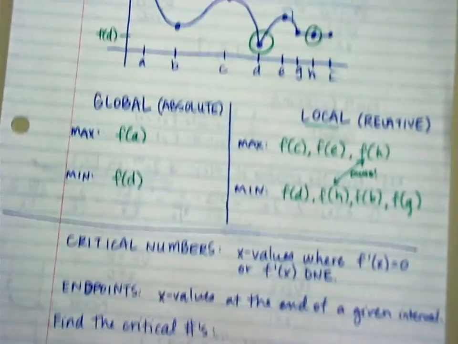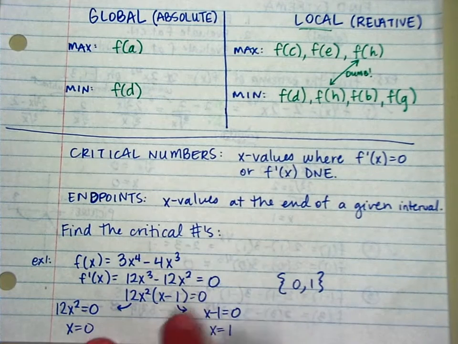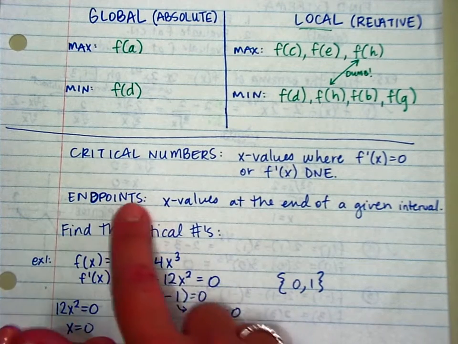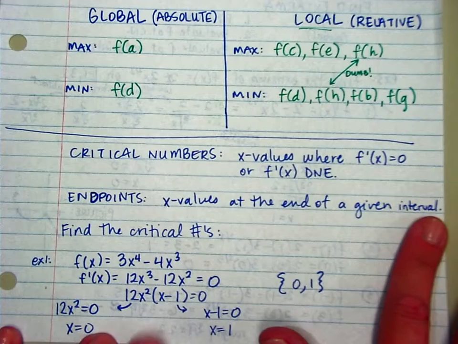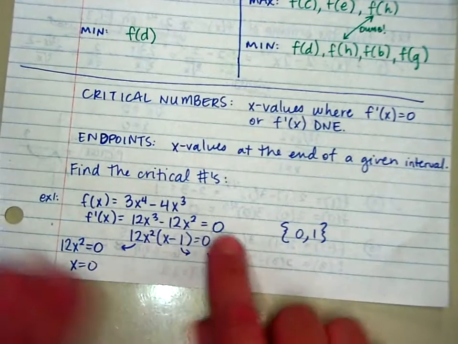We did a couple definitions here. Critical numbers are x values where f prime equals 0 or does not exist. And then we also indicated the endpoints are the x values at the end of the given interval. So here our endpoints are a and i. And then the first task that we had to do was to find the critical numbers.